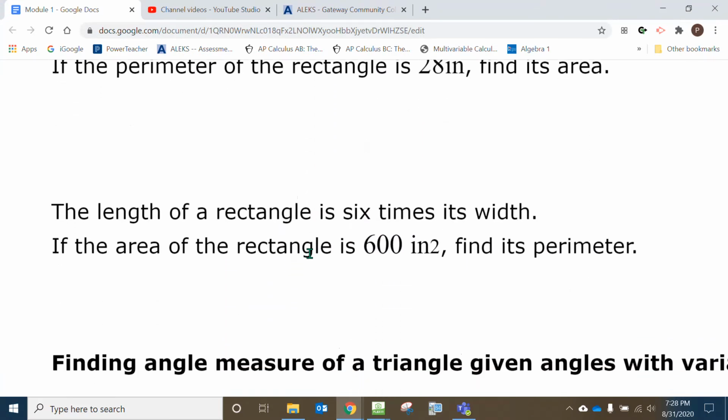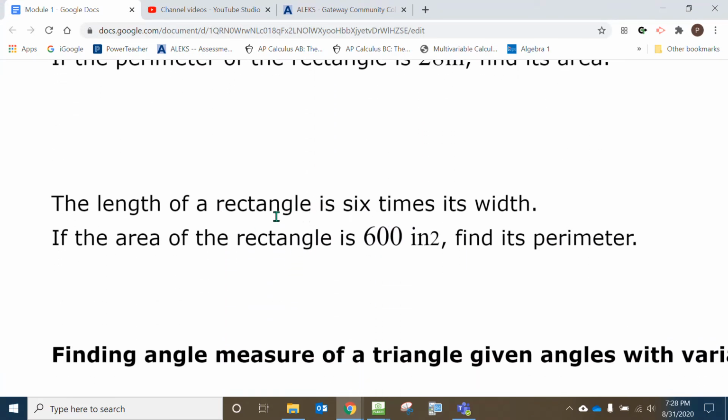The next problem. Here they tell us the length of a rectangle is 6 times its width. If the area of the rectangle is 600 inches squared, it didn't copy in well. So that's supposed to be up here, a superscript. Find its perimeter. So the length of a rectangle is 6 times its width. So for this one, we know L equals 6W. And the area equals 600 inches squared.